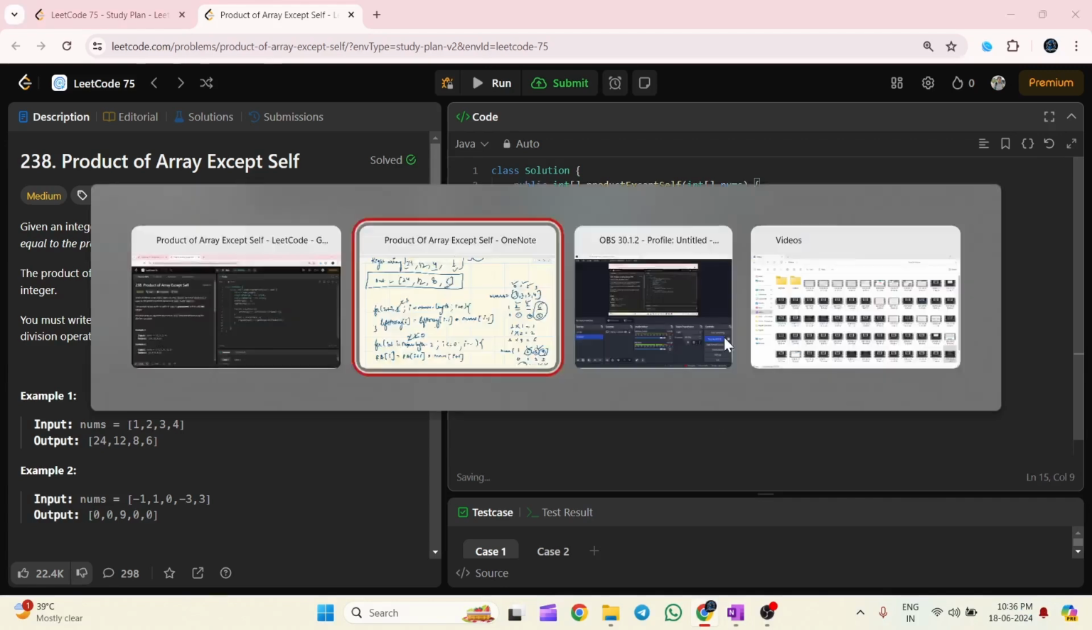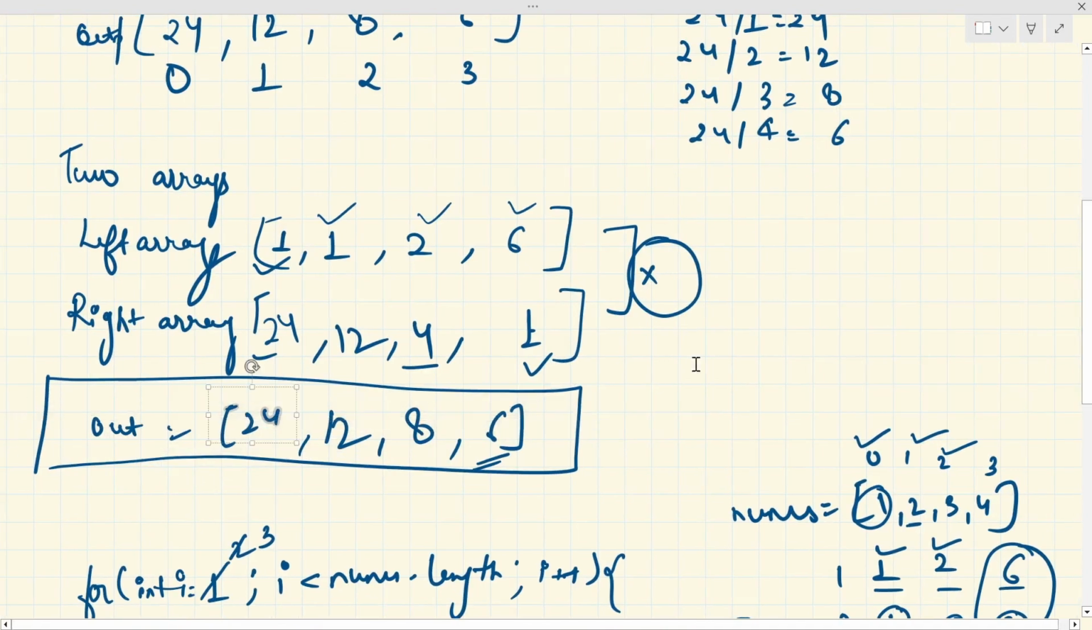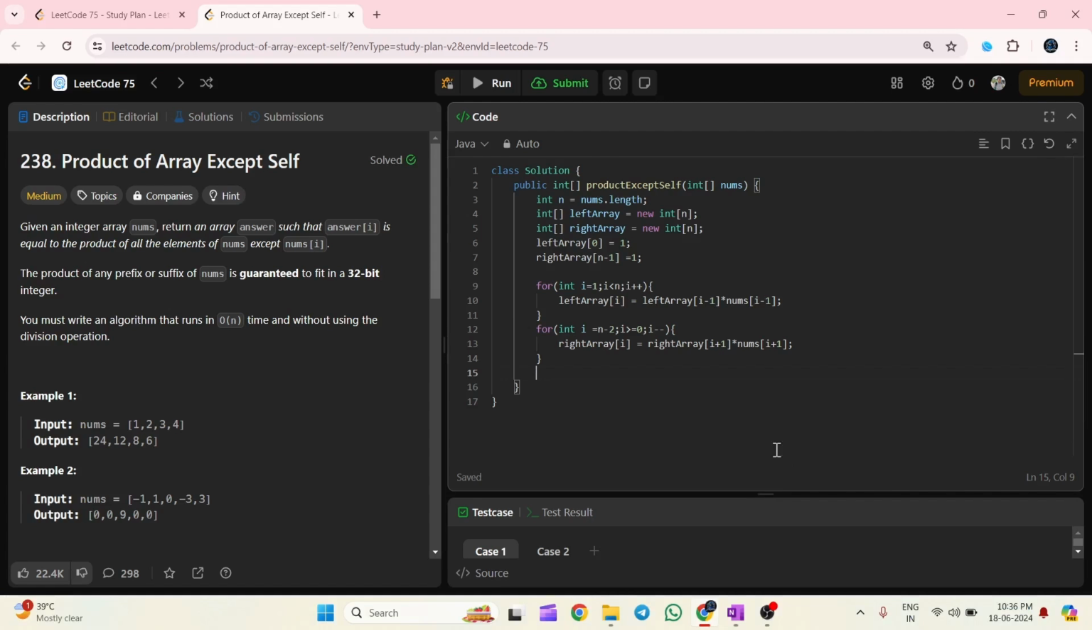Now after that, what I have to do is multiply both arrays so that we will get our output. Okay, we have to multiply both the arrays to get an output. So how do we do that? For that we need a loop. So int i is equal to 0, i less than n, i plus plus. Now what I have to do is simply multiply the arrays and put it in a result.